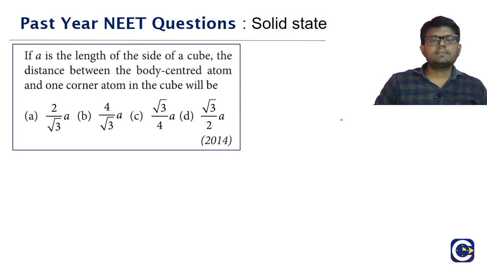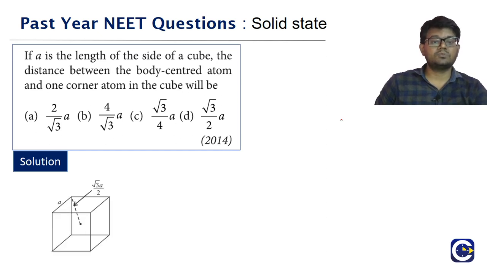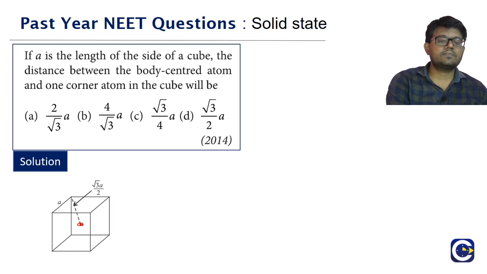Look at this question. Sometimes we may get these kinds of throwaway questions. This is a question that came in the year 2014. If a is the length of the side of the cube, what is the distance between the body center and one corner atom? So they're essentially asking the distance from the body center to one corner. If you look at the total body diagonal, what is the body diagonal length?